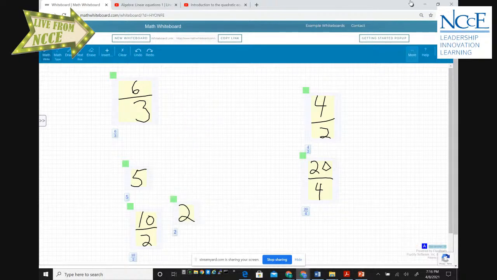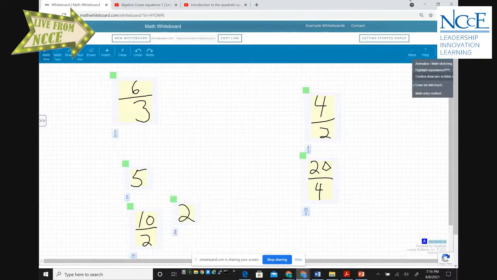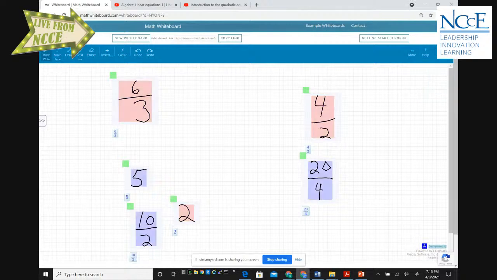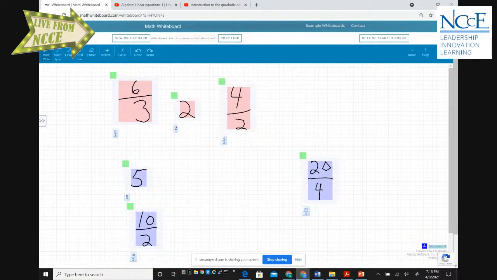Now, when I turn on my highlight equivalence, we can see all of a sudden, wait a second, did we make a mistake? Well, if we were grouping by equivalences, of course, we made a little bit of a mistake here. This 2 should have been up here, and this 4/2 over there, and then the 20/4 over here. Of course, this is testing for equivalences of numbers.